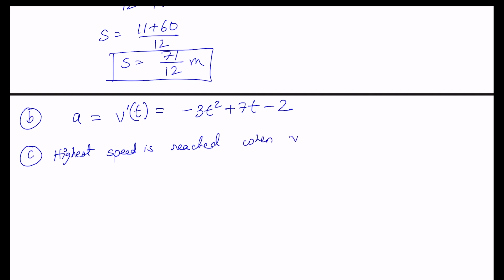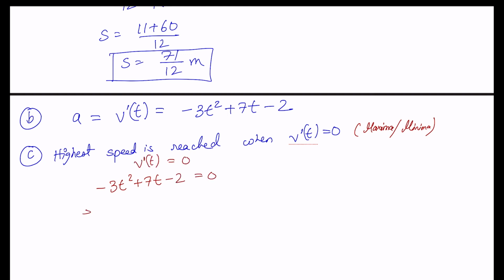When v dash t equals 0. Actually, you can also solve it with the sign scheme method, so let's try it. This is the maxima or minima condition. So minus 3t squared plus 7t minus 2. This is v dash t, right? We'll equate it to 0.